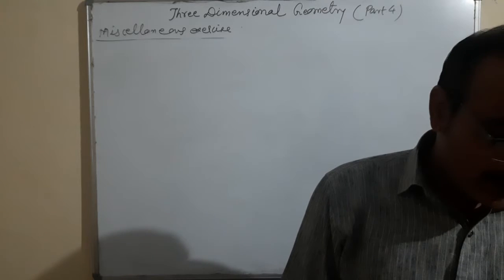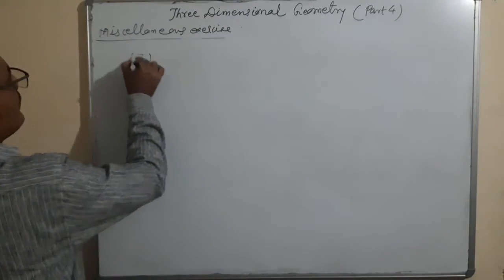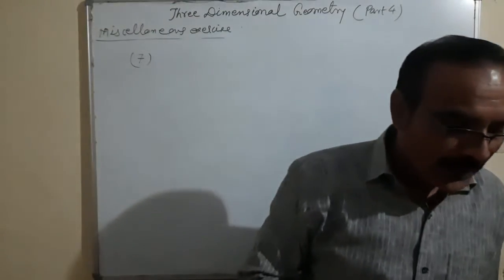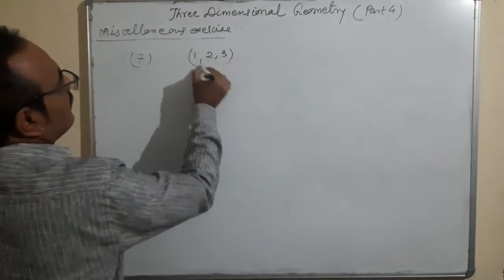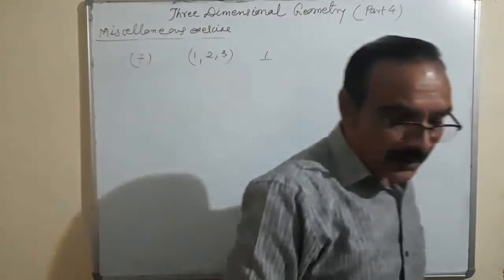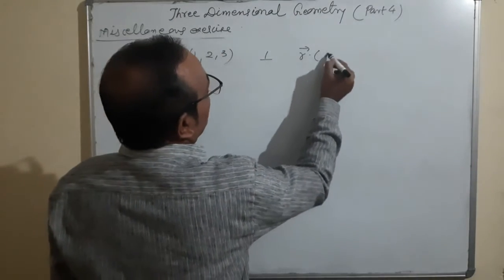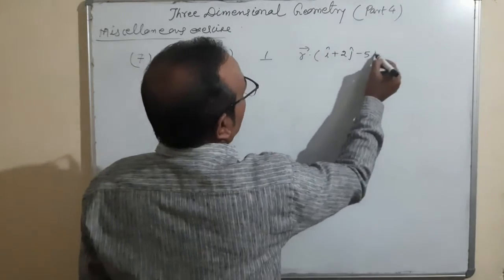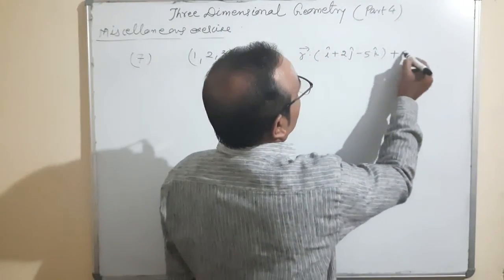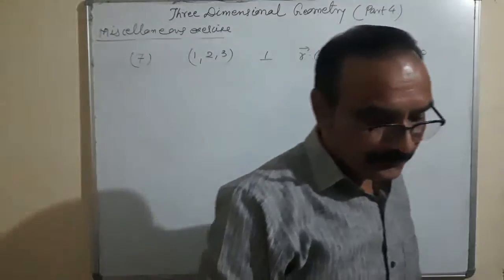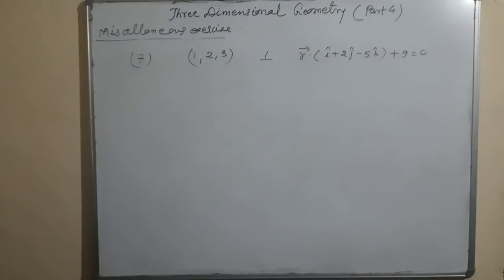Find the vector equation of the line passing through (1, 2, 3) and perpendicular to the plane vector r dot (i plus 2j minus 5k) plus 9 is equal to 0. Okay. The vector equation of the line passing through (1, 2, 3) and perpendicular to that plane.